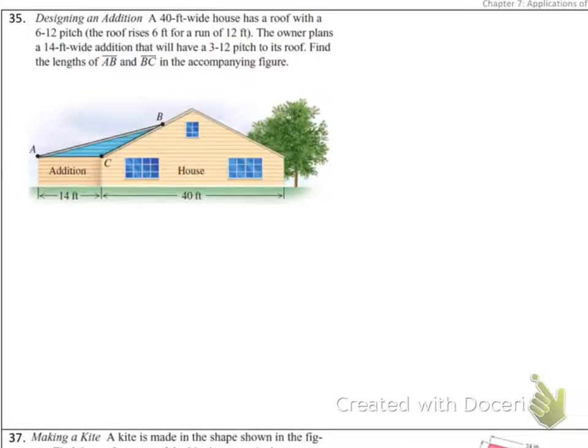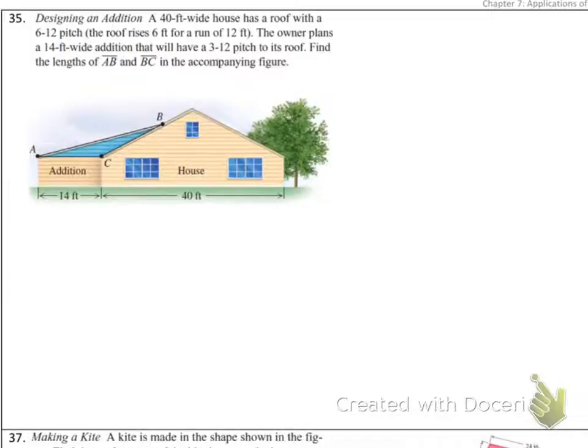35, let's talk about 35 really quick. I wouldn't put this on a test, but it's an interesting way. I wanted you just to look at it and think about it because it's an interesting way to describe a problem. So we're designing an addition and we have a 40-foot wide house that has a roof with a 6 by 12 pitch. That means the roof rises 6 feet over a run of 12 feet.